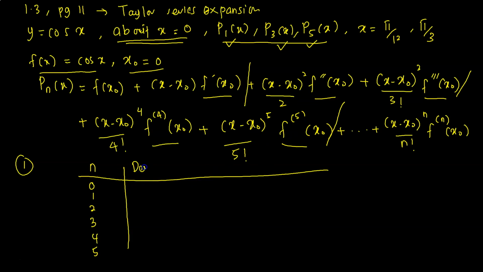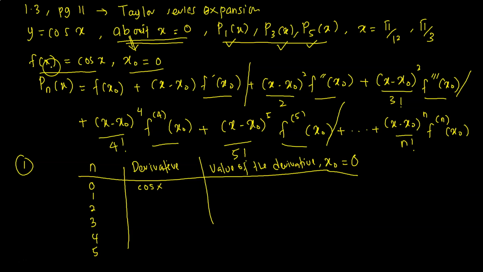And here we find the derivative of our function, and then we find the value of the derivative when our x naught equal to, in our case, x equal to 0. This word about is a keyword that gives us x naught equal to 0. We have a simple function. When n is 0, it means that you use this cos x, so we will not differentiate the function. We have the original function, so when n is 0 it is cos x.